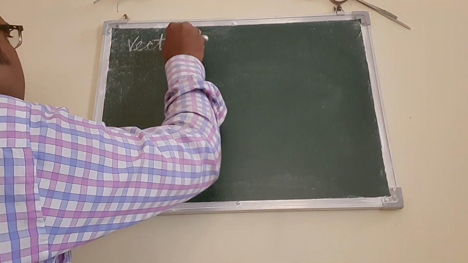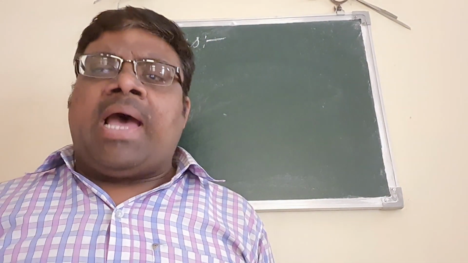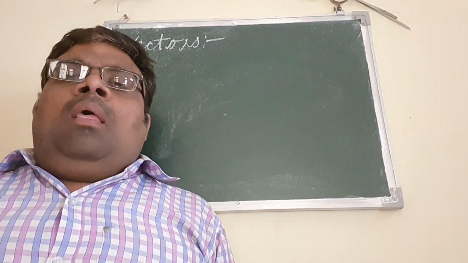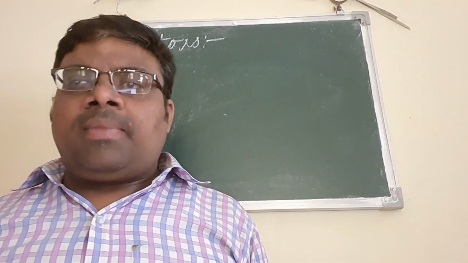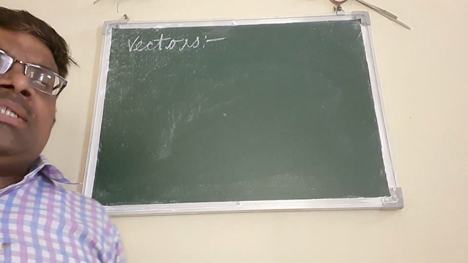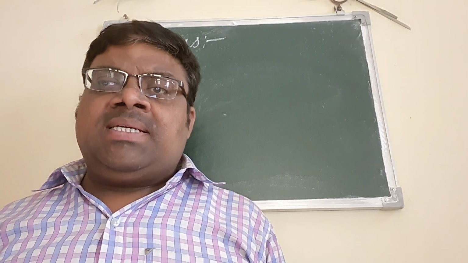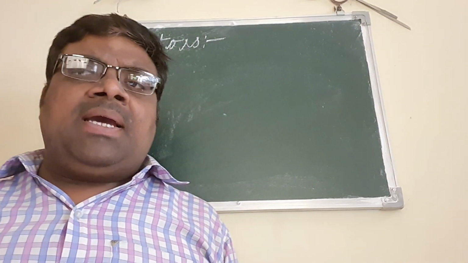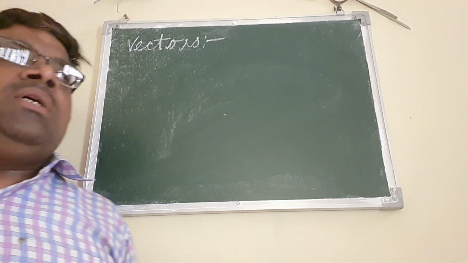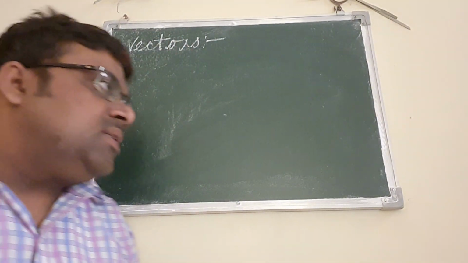So the first question: what is a vector? Vector has both magnitude and direction, and its examples are velocity, displacement. And there is another quantity, scalar, which has only magnitude and there is no direction. So now we are going to proceed with the vectors.